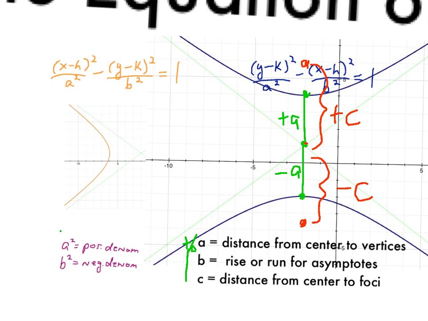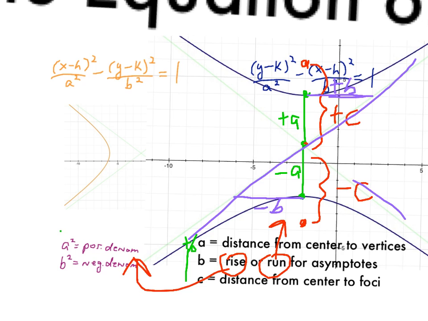And b, I say b is either the rise or the run for the asymptote. Well, in the picture we're looking at right here, it's going to be your run. For the other graph over there, that's going to be your rise, and you can look at it there. But for this one, let me just change the color here. Okay, so here would be your b, the run. So I have plus b, and I guess that would be my minus b right there. That helps us determine the slopes of these two asymptotes.